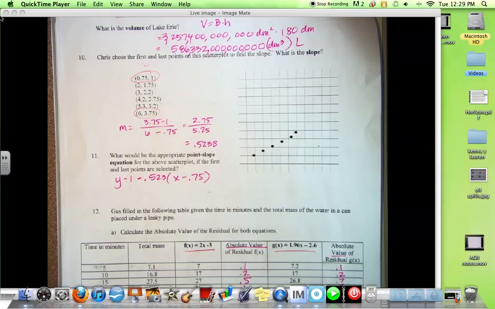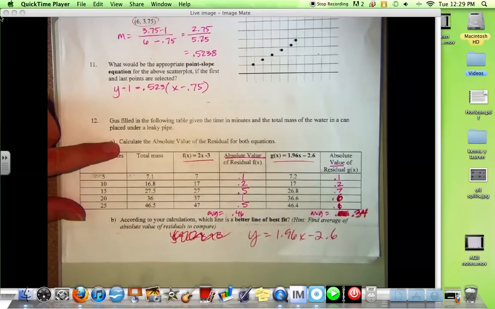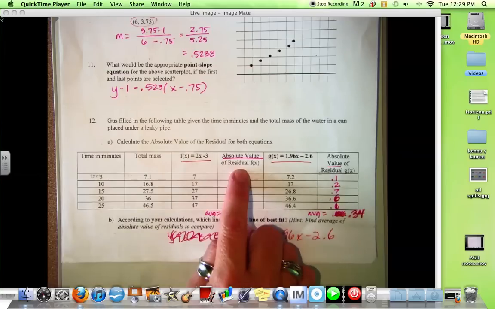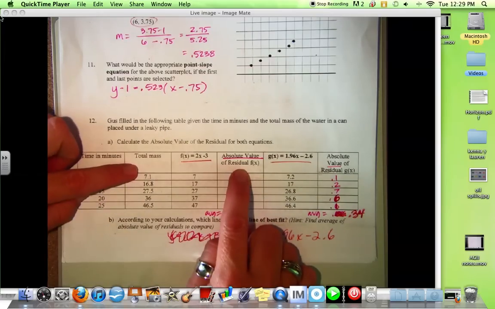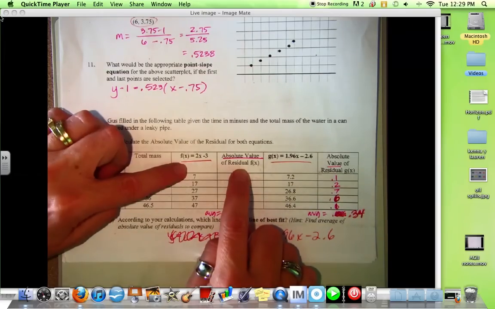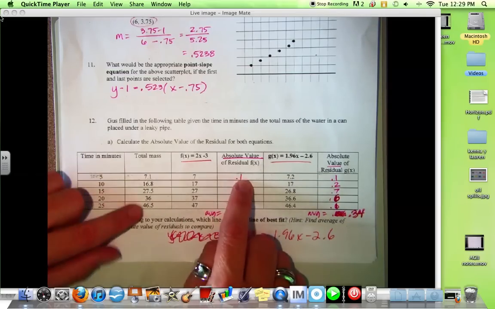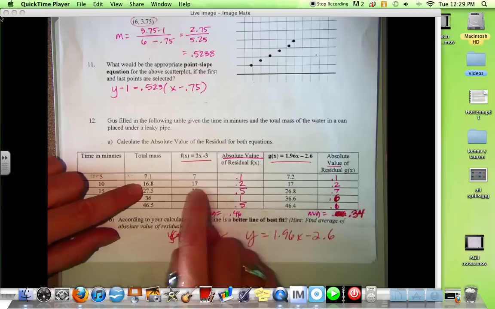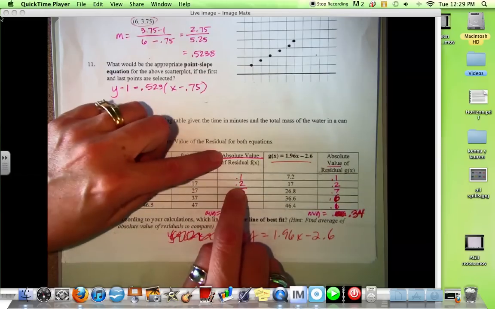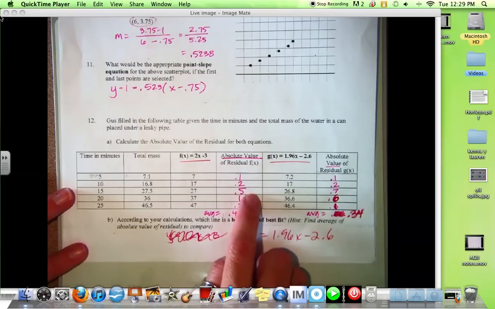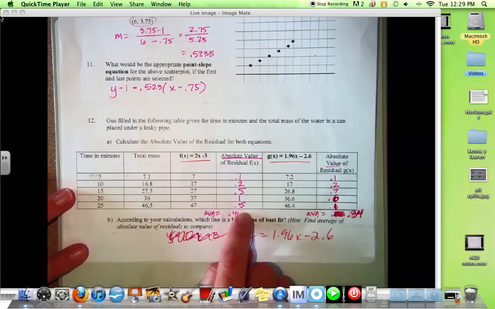Number 12. A asks you to calculate the absolute value of the residual for both equations. Absolute value is found by taking observed minus predicted. So you have 7.1 minus 7, which gives you 0.1. 16.8 minus 17 gives you a negative 0.2, but because we're working with absolute value, it's going to be positive 0.2. And then you have 0.5, 1, and 0.5.